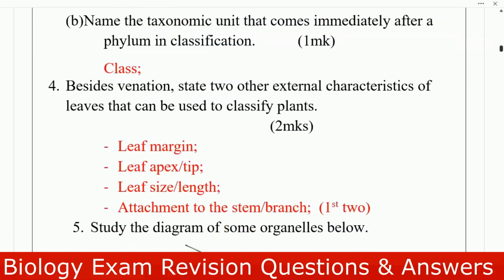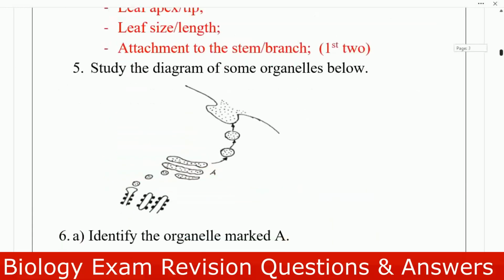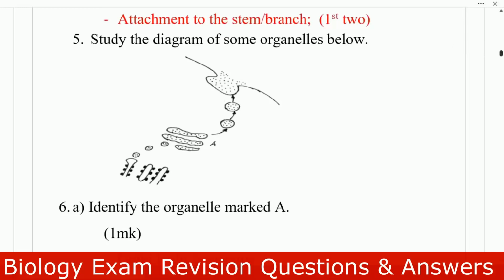Name the taxonomic unit that comes immediately after the phylum in classification. That one is class. Number 4, besides venation, state 2 other external characteristics of leaves that can be used to classify plants. That one is leaf margin, leaf apex, leaf size or length, and then attachment to the stem or the branch.